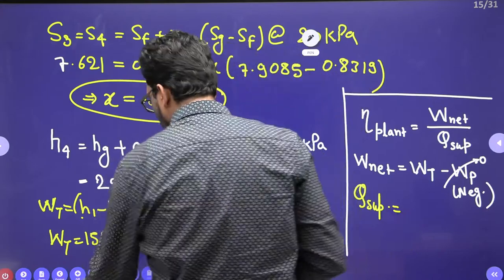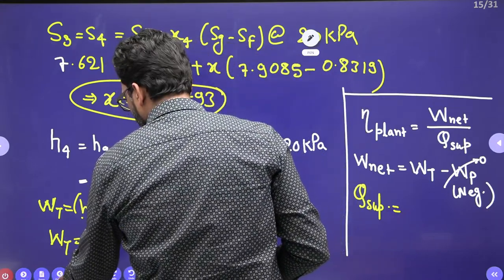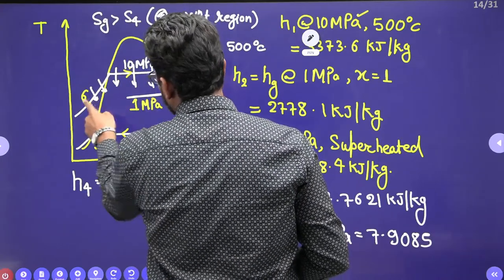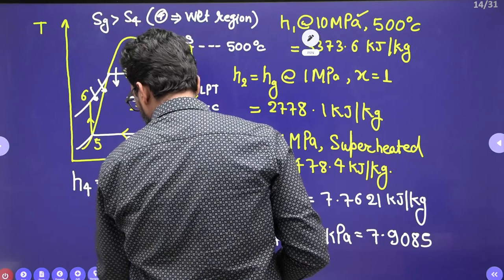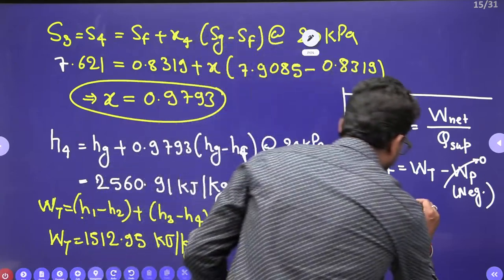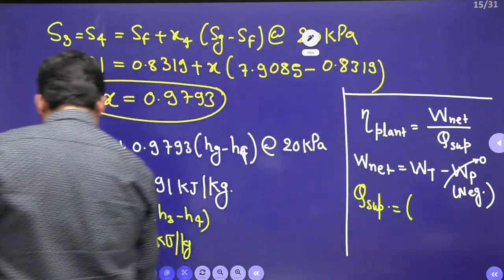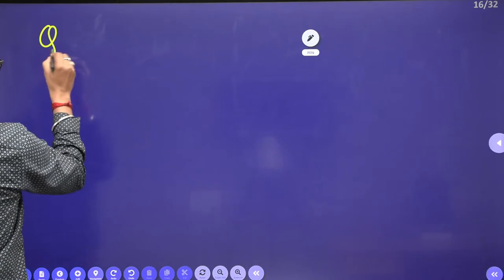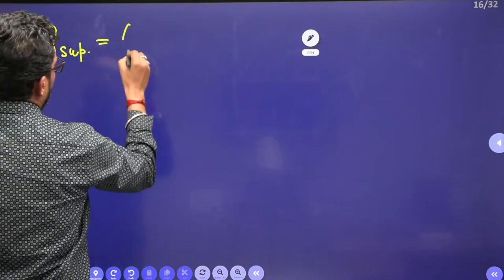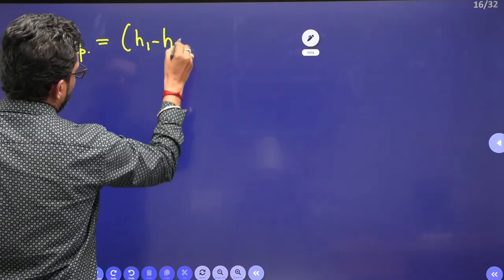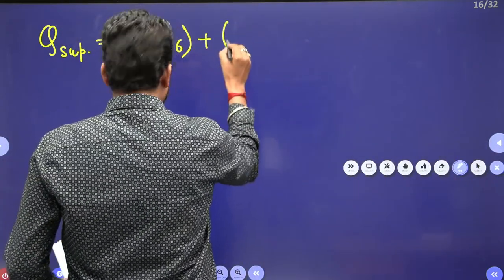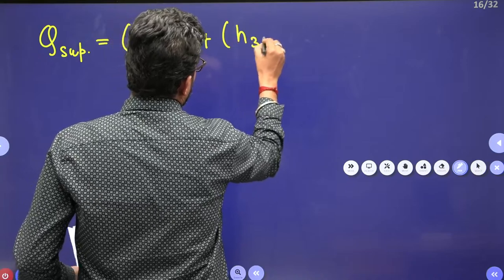Heat supply is, one is the reheat and other is the boiler. So heat supply is H3 minus H2 plus H1 minus H6. Yes or not? See, I give you concept. Heat supply is what? H1 minus H6. This is in the boiler, to the boiler, plus for the reheat H3 minus H2.